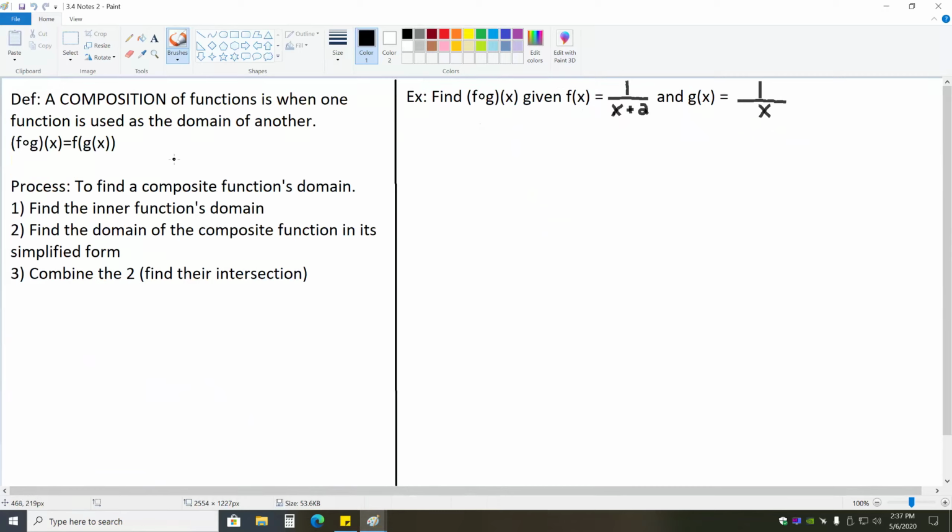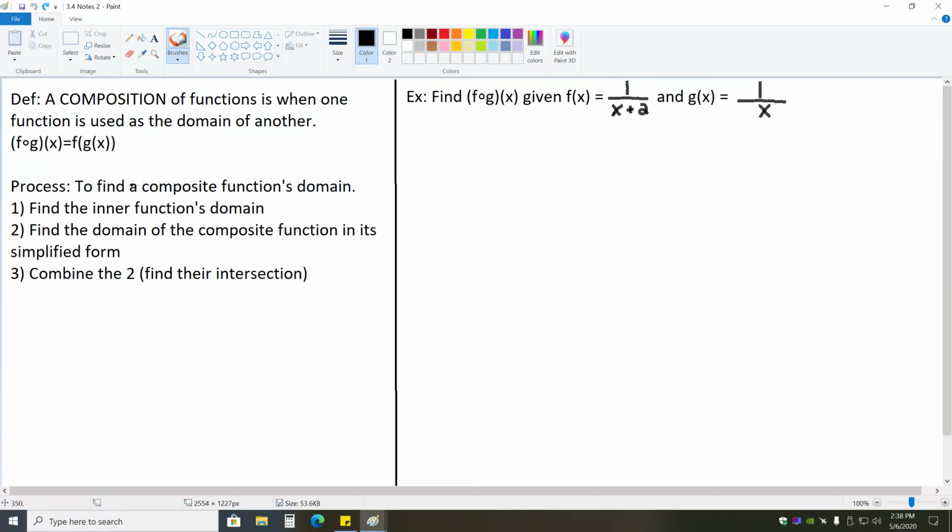Continuing from there, now that we know how to add, subtract, multiply, divide functions, we can introduce compositions of functions. We say that a composition of functions is when one function is used as the domain of another. In other words, when you plug a function into another function. We notate this as f∘g of x, f of g of x. And we say that this is equal to what you get when you take your function f and you plug g of x in for every single x value. It's just like when you found f of 2 in the past, you'd plug 2 in for every x value. You're now plugging whatever g of x is in for every x value. It looks odd, but it's something you've done already.